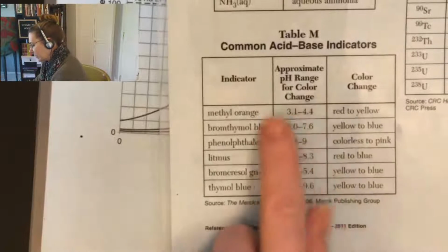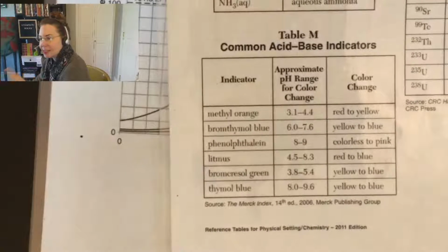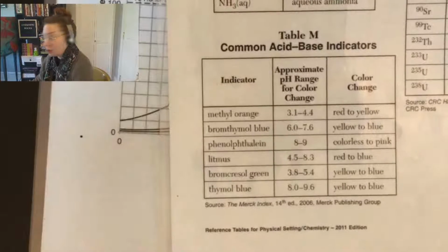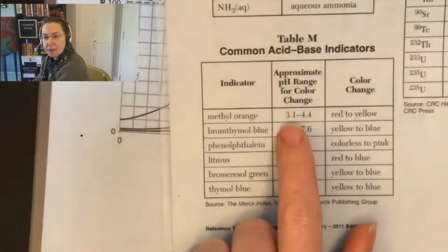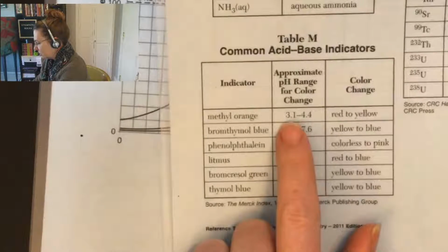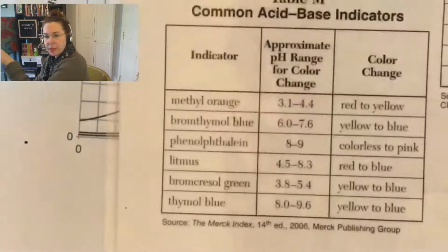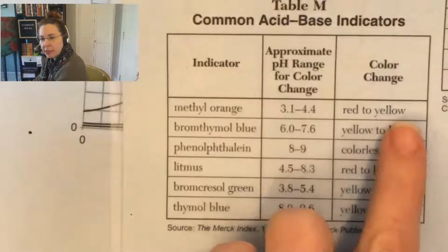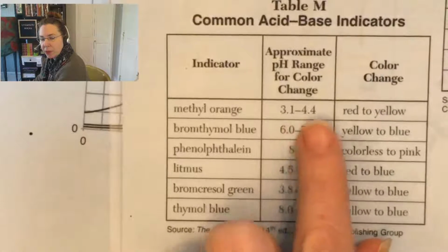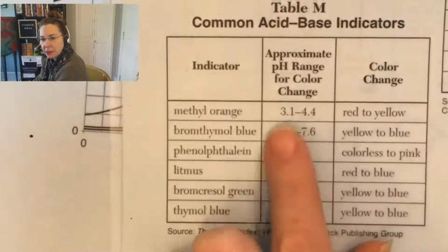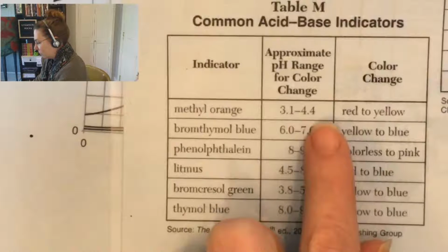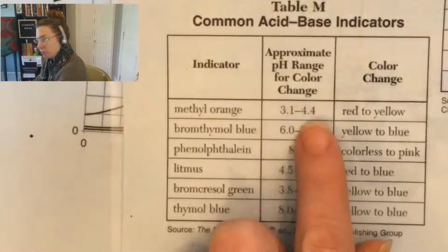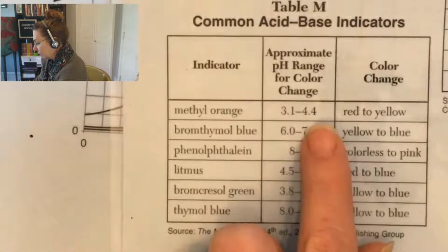A lot of people think that these numbers mean that's the only thing that indicator measures, but that's really not the case at all. All this means, specifically, for example, for methyl orange, is that at 3.1, it starts to change from red to yellow. At 4.4, it's completely yellow. Between 3.1 and 4.4, it's orange. It's a shift from red to yellow.